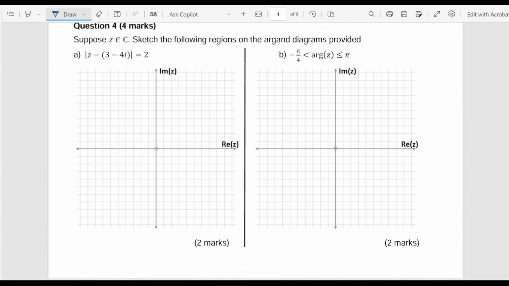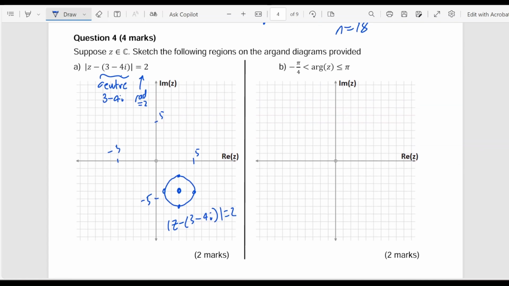It's pretty good. This here is a circle. It has got a center of 3 take 4i, and it's got a radius of 2. So if we put our scale here, 5, 5, minus 5, minus 5, 3 take 4i is sitting here, and it's got a radius of 2. So all these points here will be on the outside of the circle. There we go. Label it with the equation: modulus of z take 3 take 4i is 2.